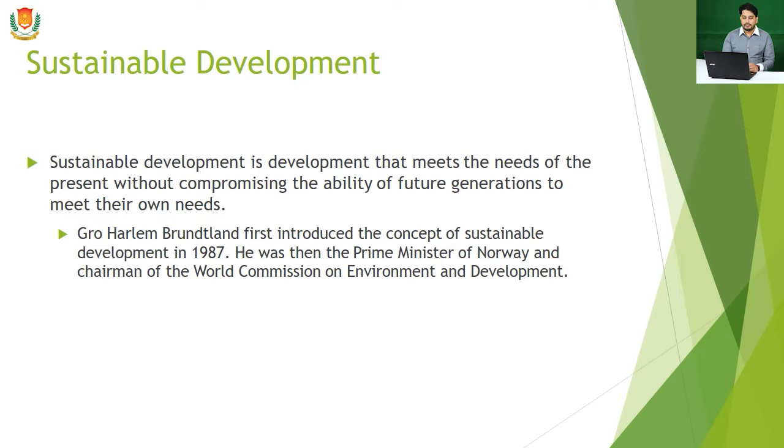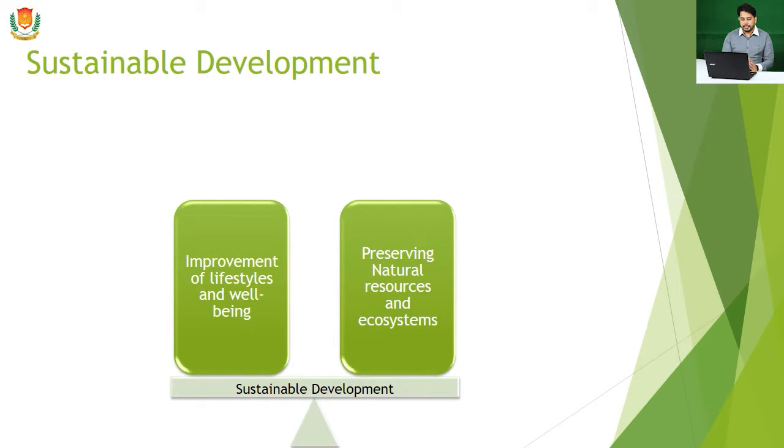Okay, then if you can see in this diagram here, sustainable development does a balancing act. Sustainable development balances the improvement of lifestyle and well-being with preserving natural resources and ecosystems. These are two activities which we have to perform. First, we have to improve our lifestyle and well-being, but in doing so, we also have to preserve the natural resources and the ecosystems. So when we can do both these activities in a very balanced way, then we can say that sustainable development has been implemented.